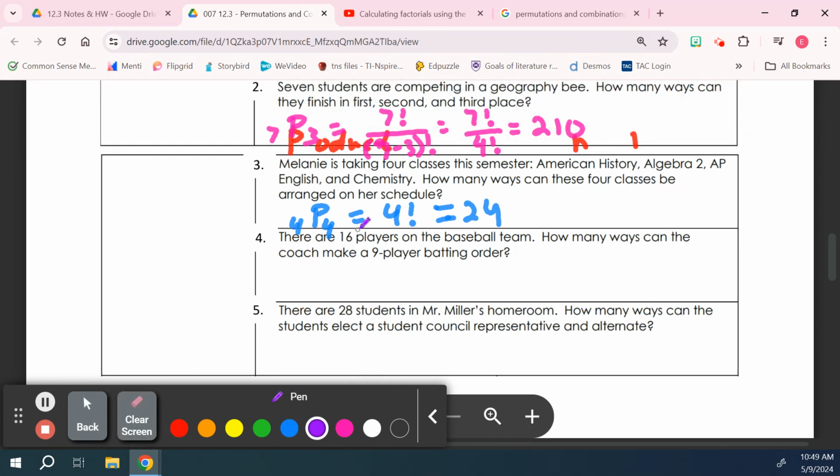All right, there are 16 players on the baseball team. How many ways can the coach make a 9-player batting order? All right, so 16 permutation 9. This will be 16 factorial over 16 minus 9 factorial. 16 minus 9 leaves us with 7, so this will be 16 factorial over 7 factorial. Someone tell me, what is that going to be?